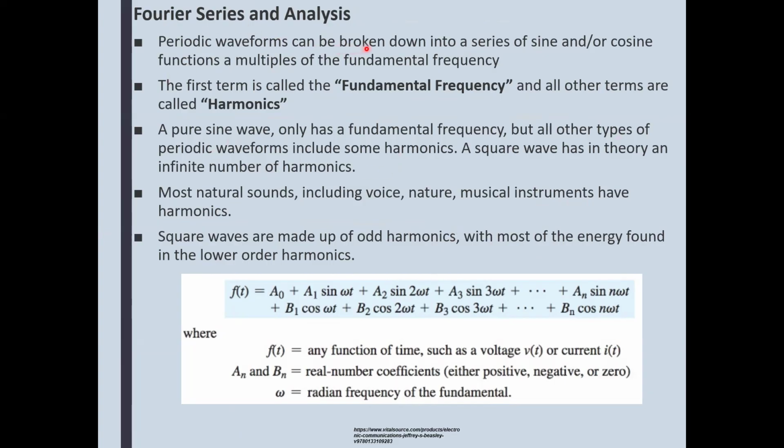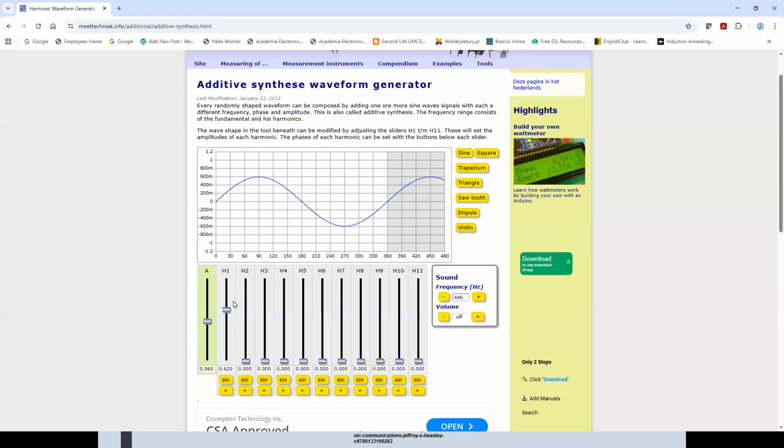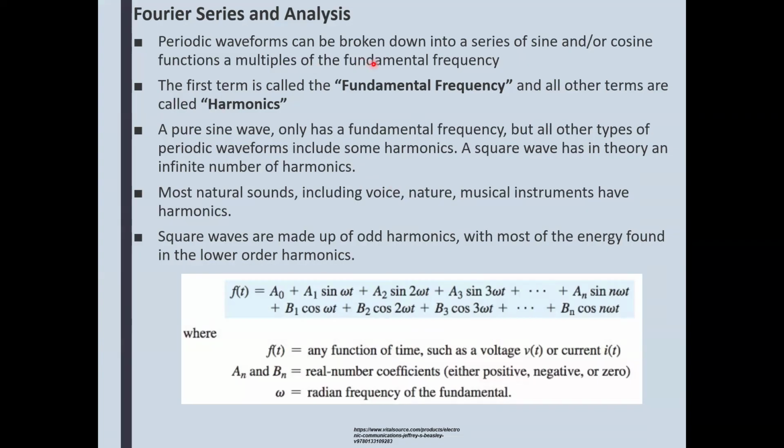So periodic waveforms can be broken into a series of sine waves and cosine waves. And remember that stuff that I showed you here. So here is the fundamental sine wave. And usually it's those other sine waves that are distorting things, reshaping the wave, because they all add, they all mix with each other. The first term is called the fundamental frequency, and the other terms are the harmonic content.